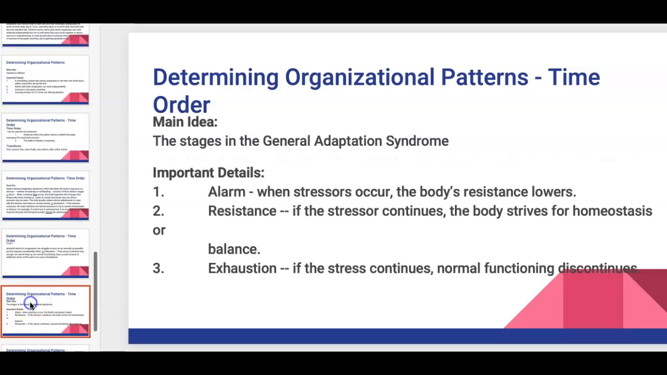All right, so looking at the main idea, this is the stages in the general adaptation syndrome. First stage, alarm. Second, resistance. And third, exhaustion. And they have to be in that order. You don't do exhaustion before you do alarm. You understand.